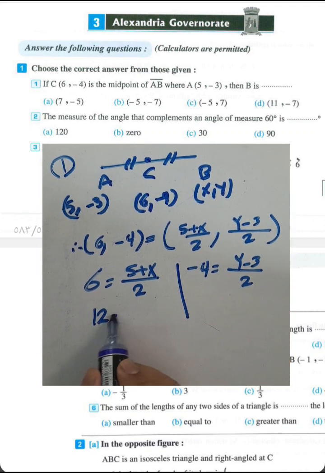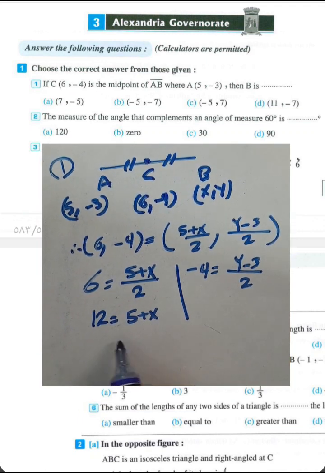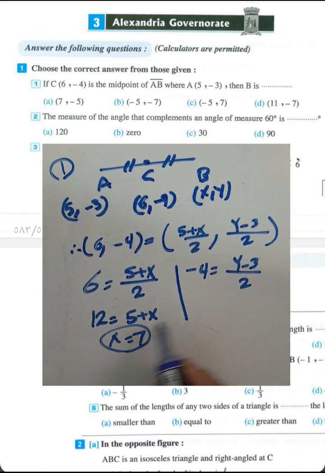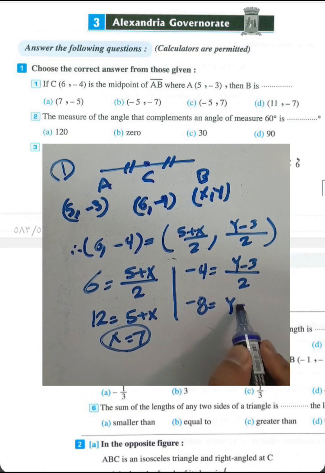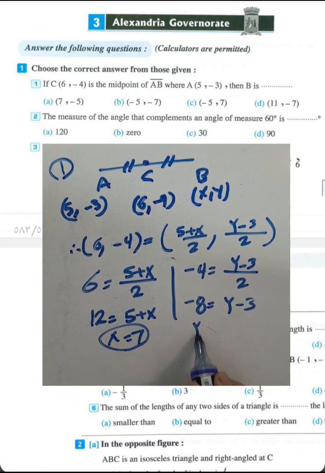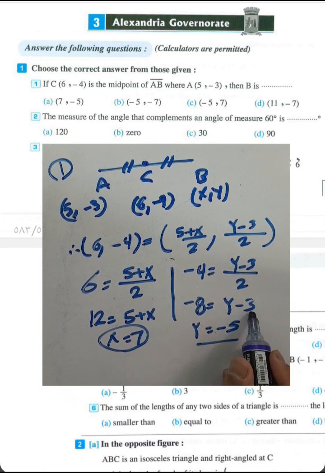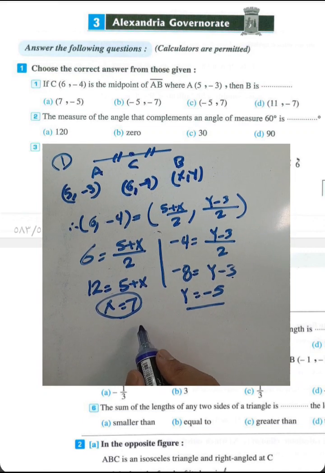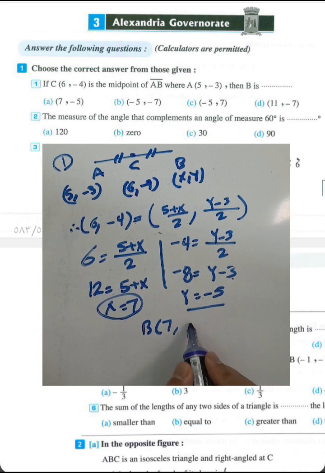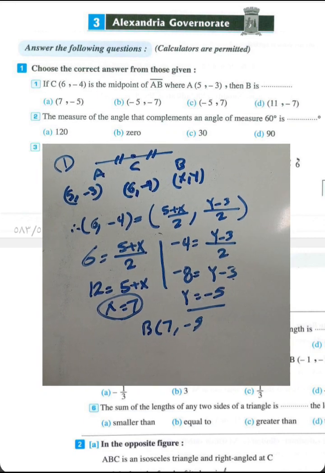Then 6 equals (5 plus X) over 2, and negative 4 equals (Y minus 3) over 2. 6 times 2 is 12, and 5 plus X, then X will be 7. 2 times negative 4 is negative 8, and Y minus 3, then Y will be negative 5. Negative 5 plus negative 3 equals negative 8. Then the coordinates of B are (7, -5). Okay, that's the result of this example.